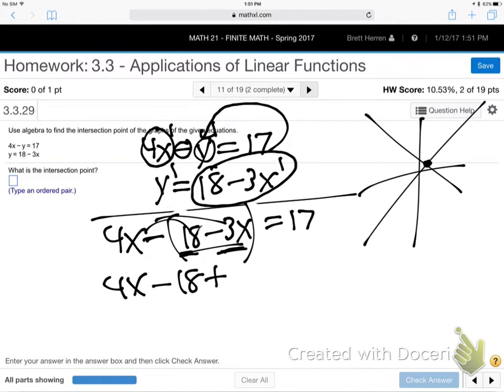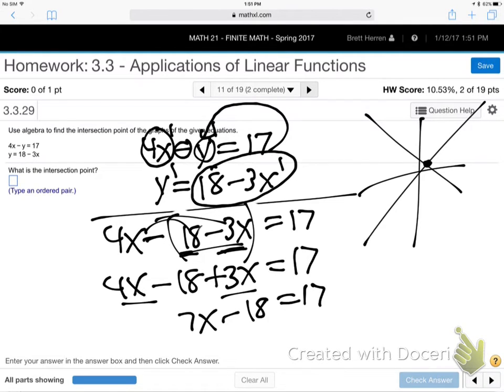4x minus 18 plus 3x is 17. Gather like terms. What's that? 7x minus 18 is 17. Am I going too quick? See what I'm doing there? We good so far? So I'm just taking the bottom equation where it's got y alone, and I'm plugging it into the top equation. And then writing out that top equation.